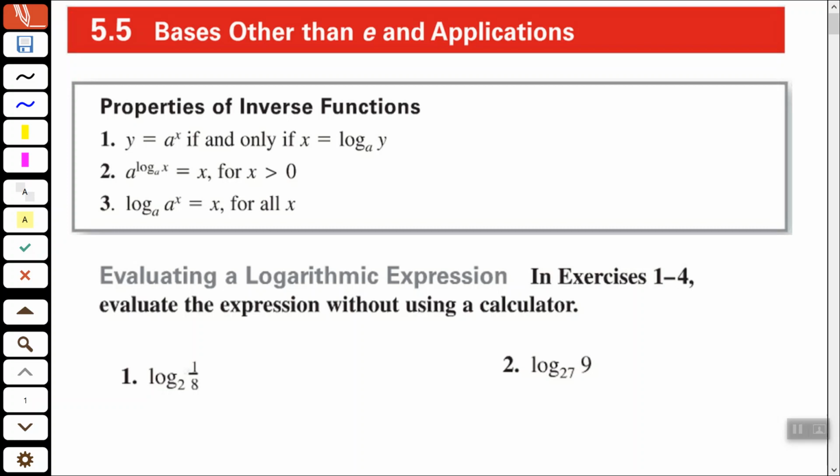Property 2: a raised to log base a of x is equal to x for all x greater than 0. And property 3: log base a of a to the x power is equal to x.